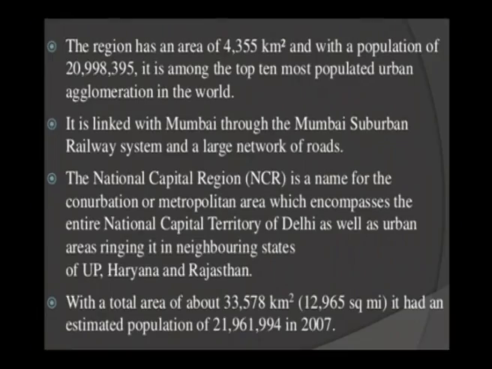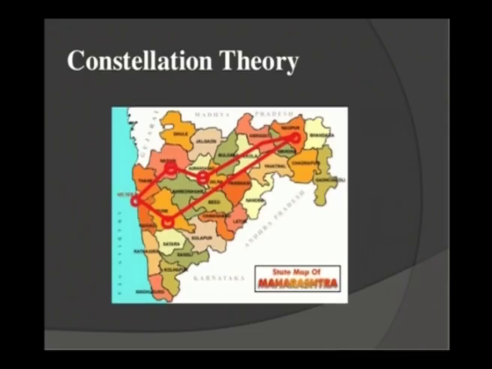The National Capital Region is another example. The NCR is a name for the conurbation or metropolitan area which encompasses the entire National Capital Territory of Delhi as well as urban areas ringing it in neighboring states of UP, Haryana and Rajasthan. With a total area of about 33,578 square kilometers, it has an estimated population of more than 21 lakhs, and this was in 2007. The next thing is the constellation theory that he came about with.